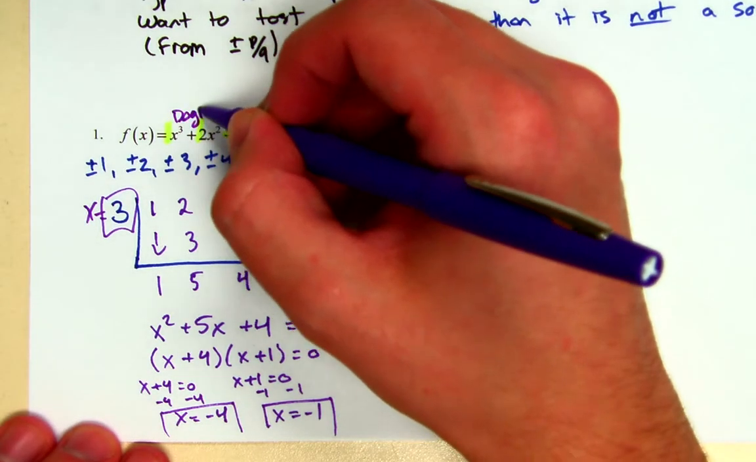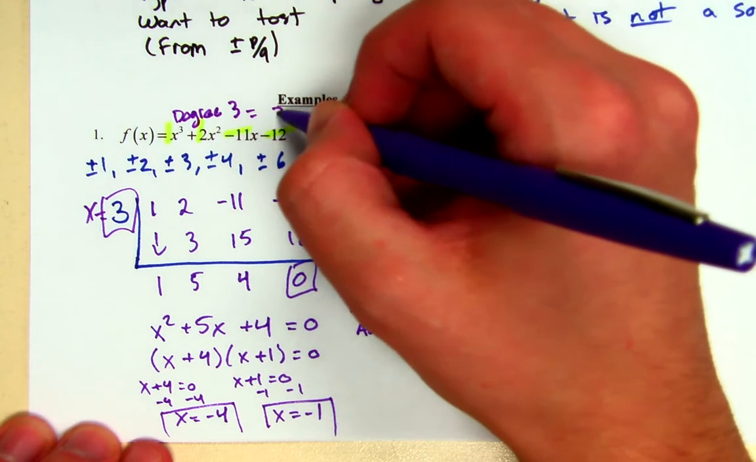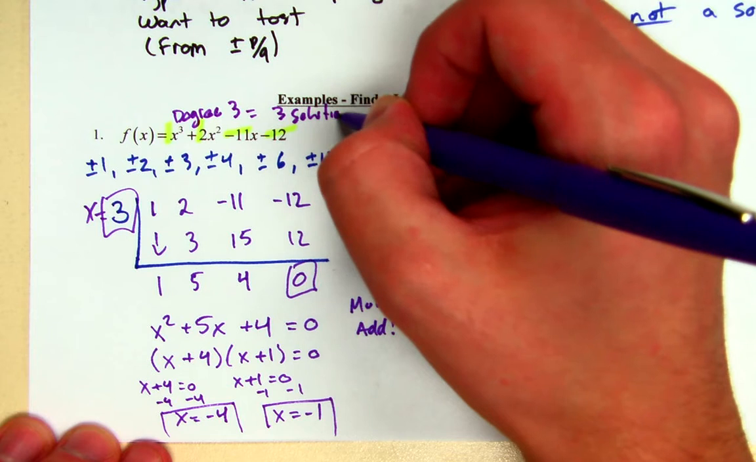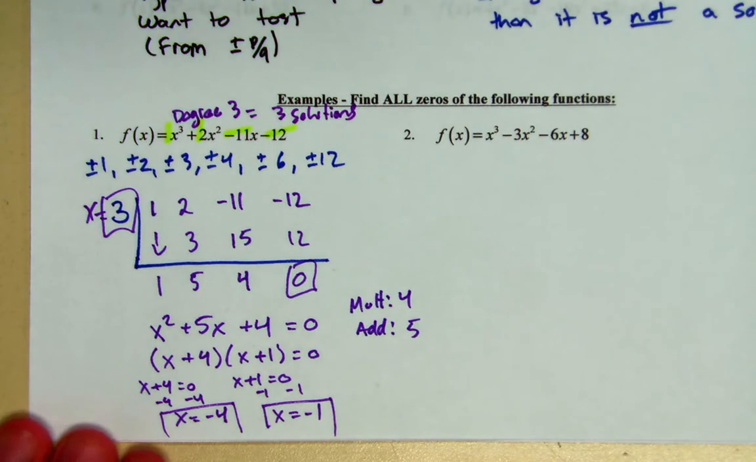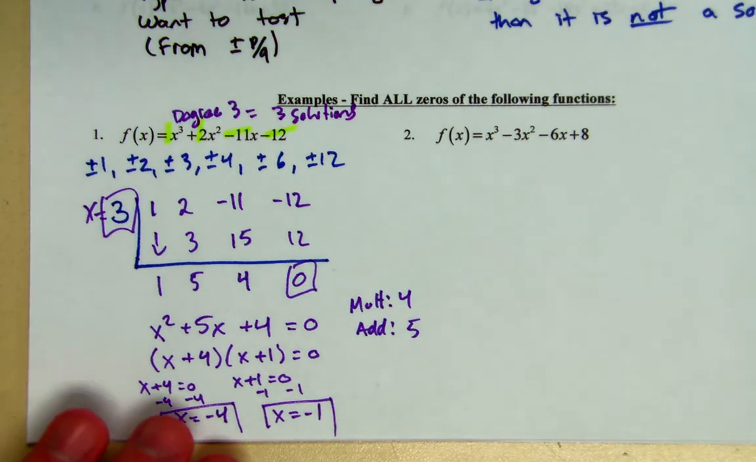So we got one solution, and I knew x equals 3 is another solution. Degree 3 equals 3 solutions, tying it back to the last lesson. So let's try another one.